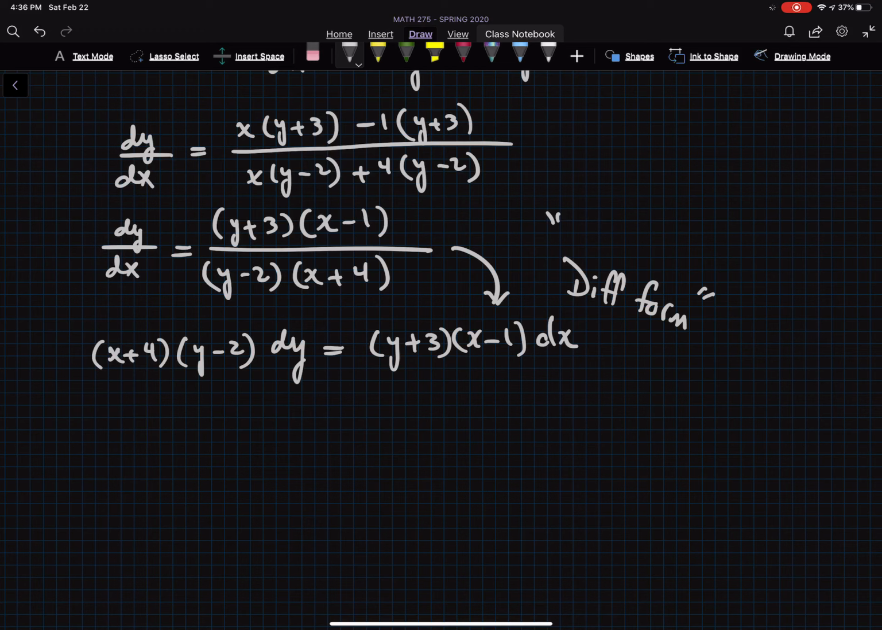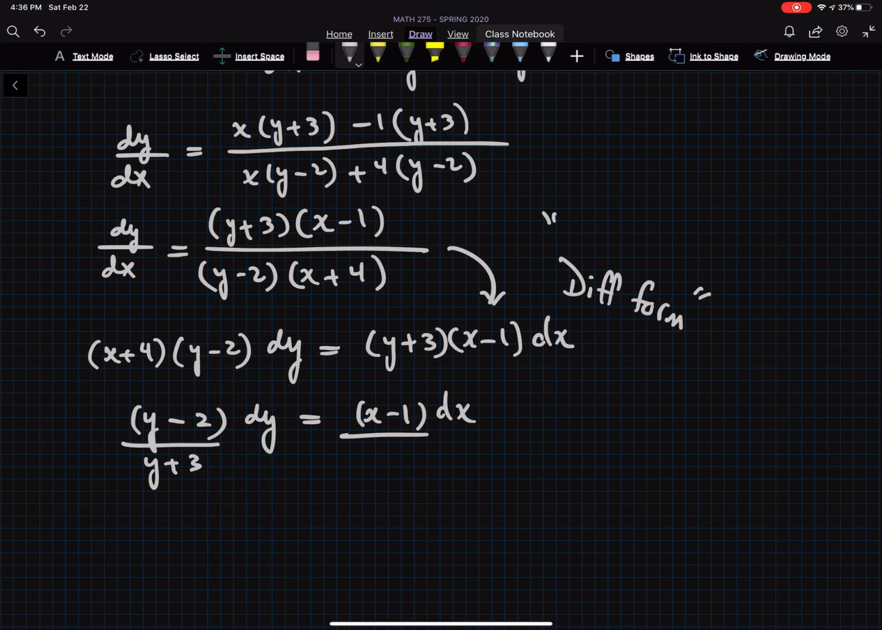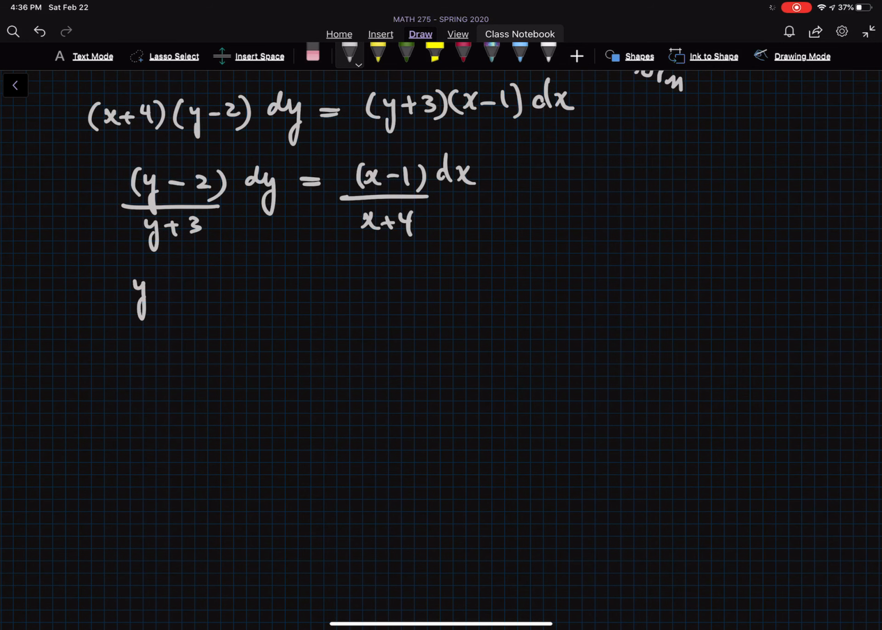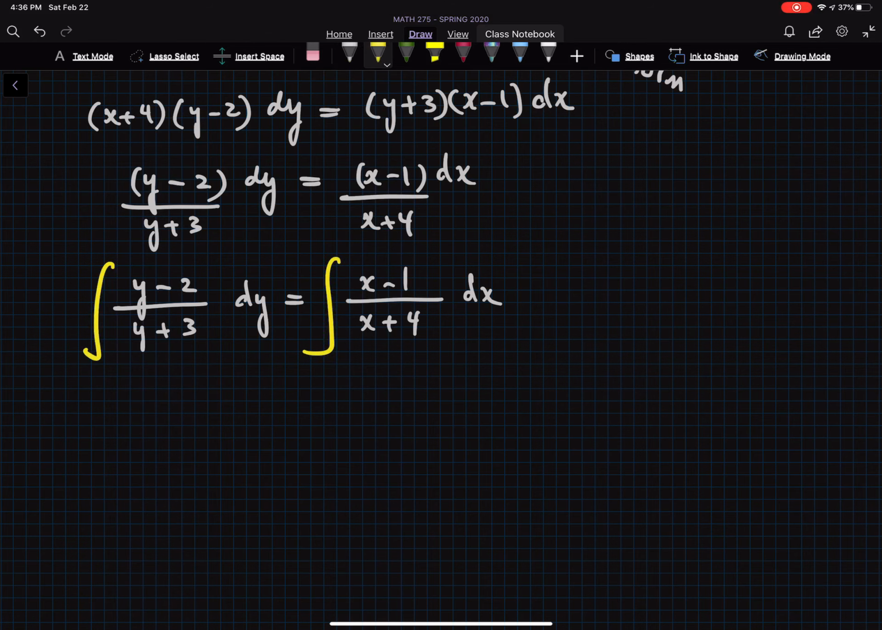So now I need to separate x's from y's. I'm going to keep y minus 2 dy here, and I'm going to keep x minus 1 dx on that side. I'm going to divide both sides by y plus 3, and I'm going to divide both sides by x plus 4. Now I can clearly see I have two separated sides. One is completely in terms of y, and the other one is completely in terms of x. So at this point, I just need to integrate both sides so that I can ultimately solve for what I want to solve, which is y of x. Let's not forget about that.